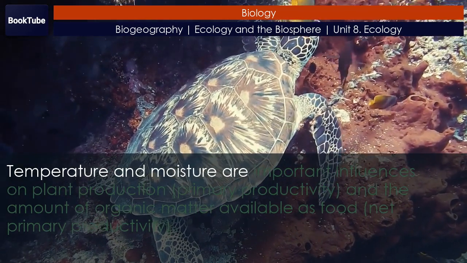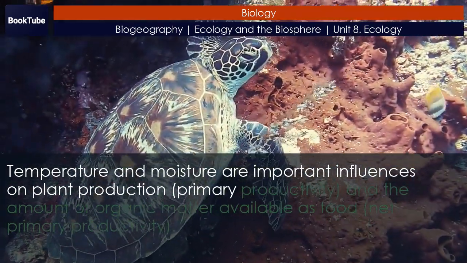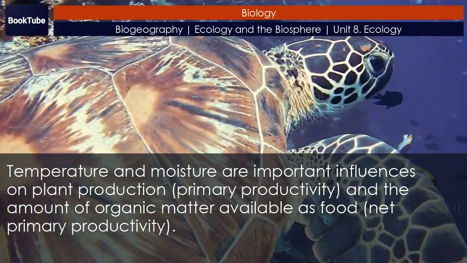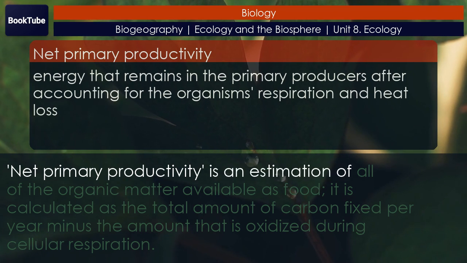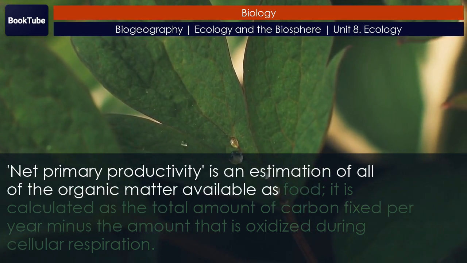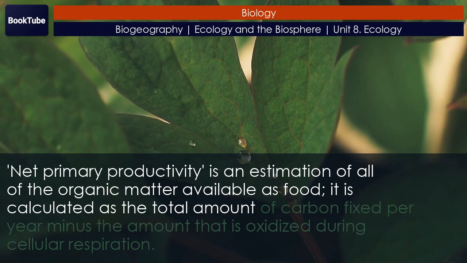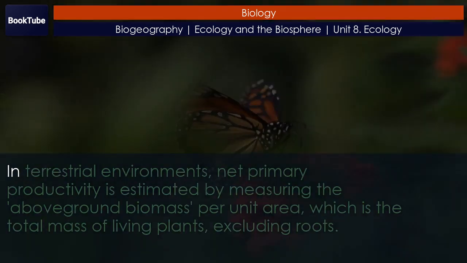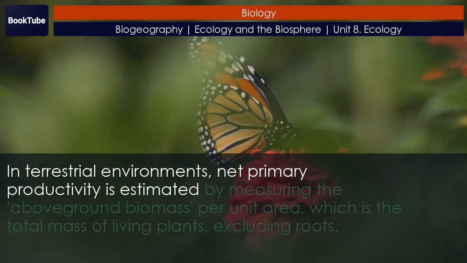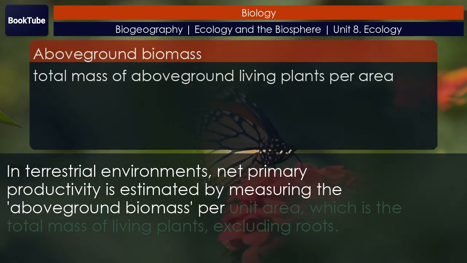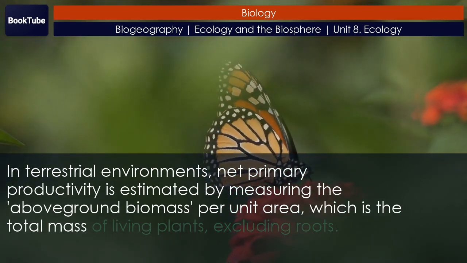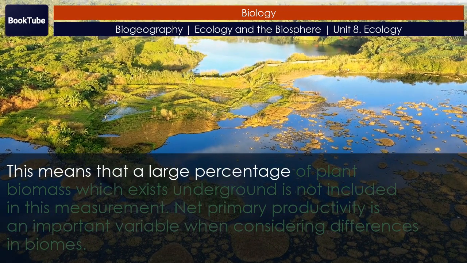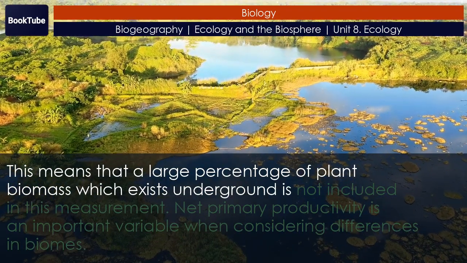Temperature and moisture are important influences on plant production, primary productivity, and the amount of organic matter available as food. Net primary productivity. Net primary productivity is an estimation of all of the organic matter available as food. It is calculated as the total amount of carbon fixed per year minus the amount that is oxidized during cellular respiration. In terrestrial environments, net primary productivity is estimated by measuring the above-ground biomass per unit area, which is the total mass of living plants, excluding roots. This means that a large percentage of plant biomass which exists underground is not included in this measurement.